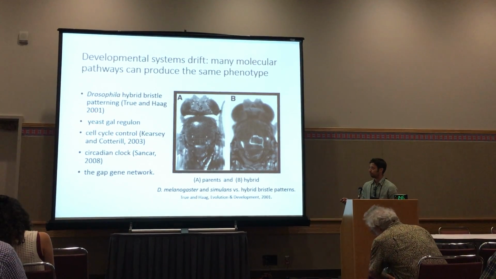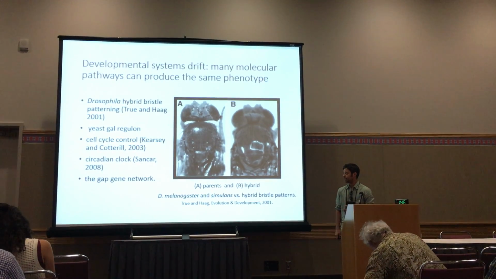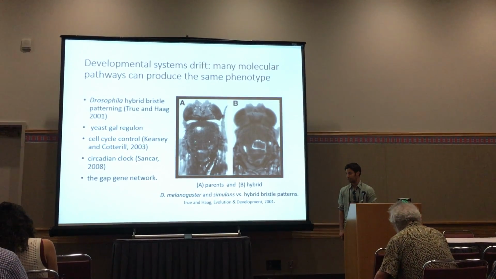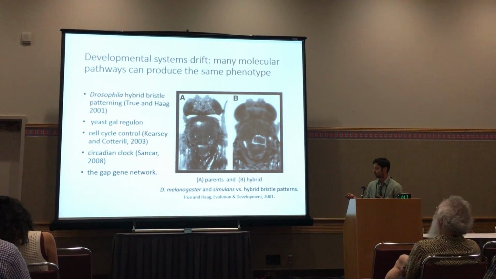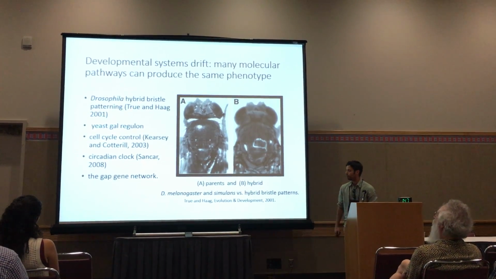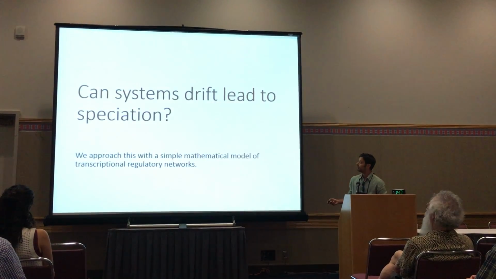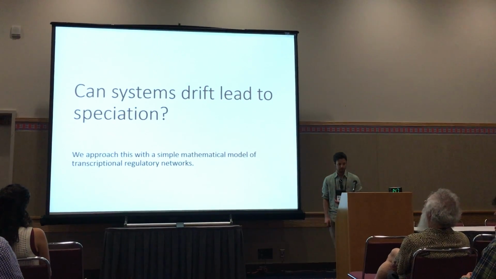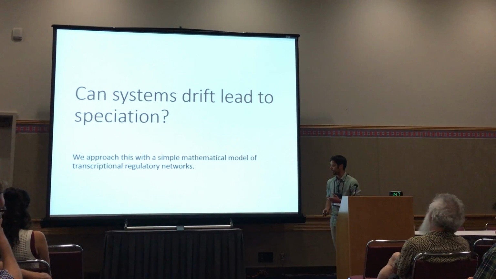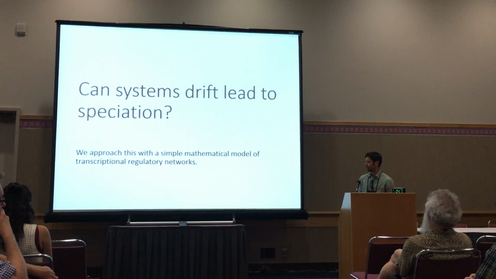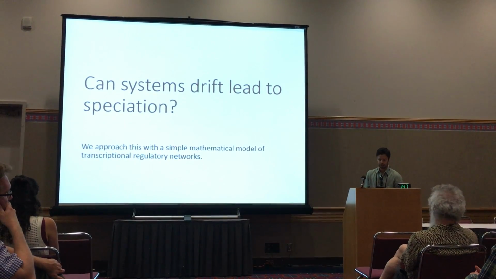For example, the yeast GAL regulon, which is involved in galactose metabolism, is wired differently across many different species. Furthermore, some species use a completely different set of transcription factors for this regulon. Other examples that I won't go into are cell cycle control, circadian rhythm, and the gap gene network. So this leads to our major question: can developmental systems drift lead to speciation? We approach this with a simple, and I want to emphasize, analytical mathematical model of transcriptional regulatory networks.